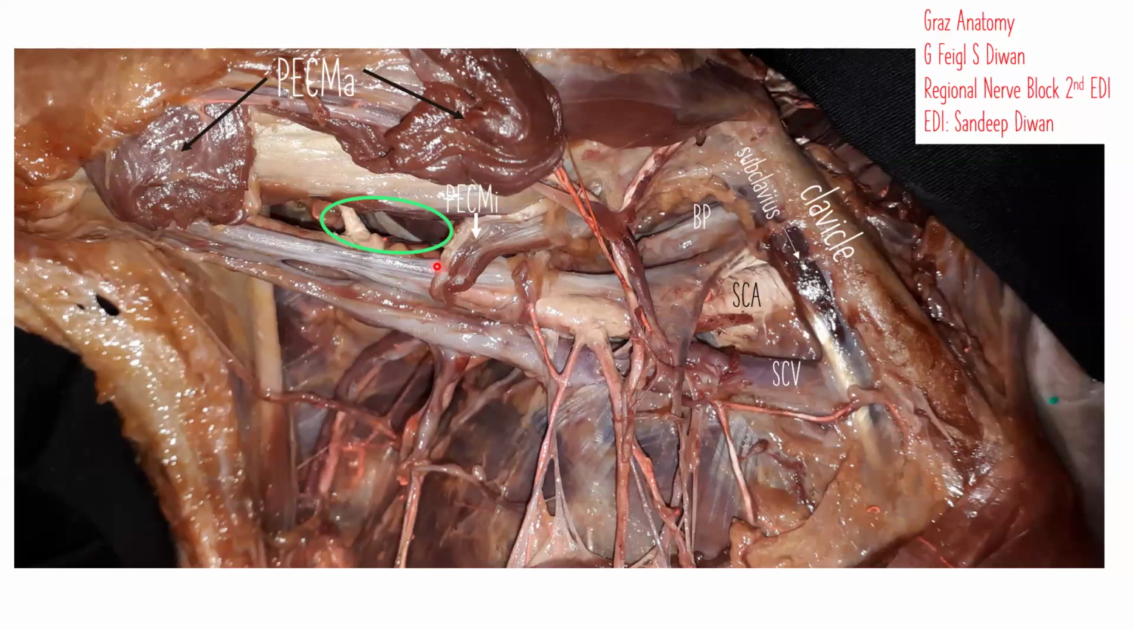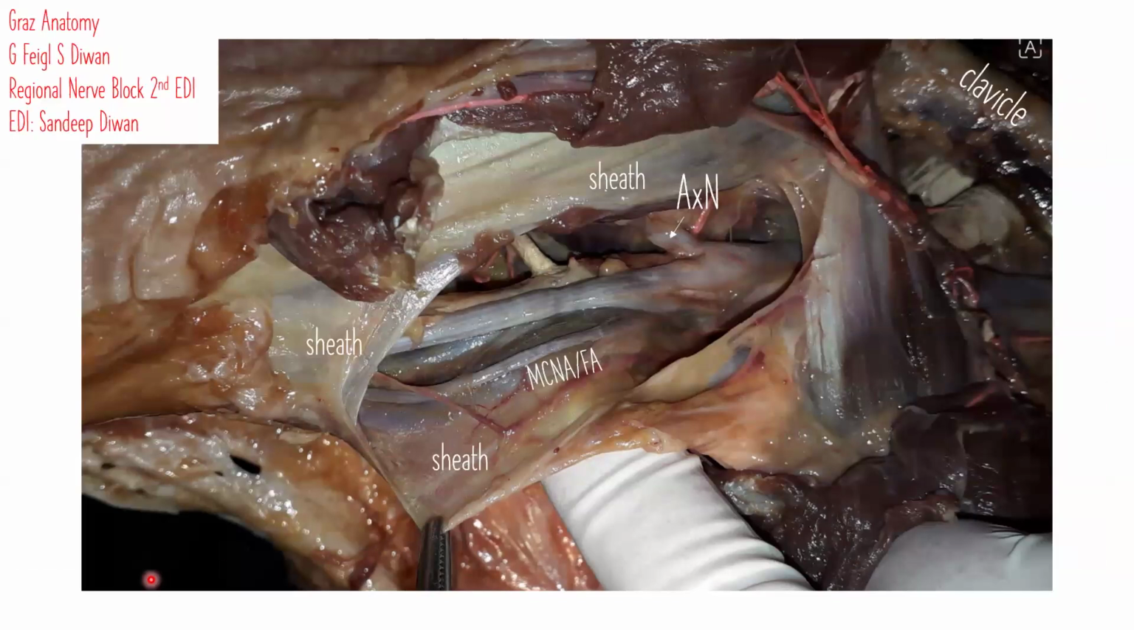And you know the position of the cords. This is the pectoralis major which we have removed. That's the pectoralis minor which we have removed. These are all Thiel embalmed cadavers, so they look almost like what we see in our routine clinical scenarios.